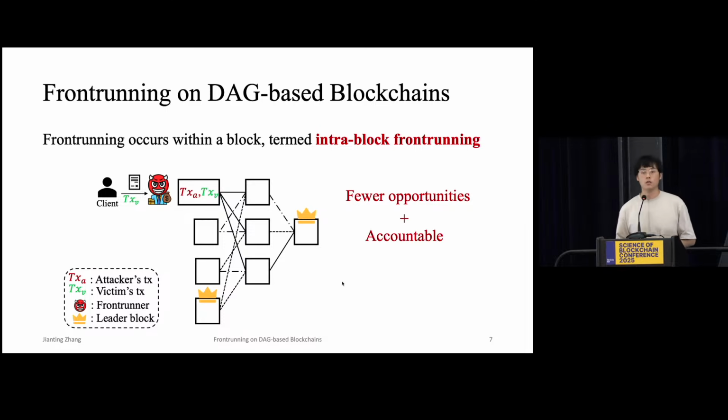The second limitation is that such intra-block front-running is more accountable. Basically, you can imagine that if a client sends his transaction to a specific replica and realizes that his transaction was front-run in the replica's block, then probably in the future the client will not send his transactions to this untrustworthy replica. So does that mean DAG-based blockchains are more resistant to front-running?